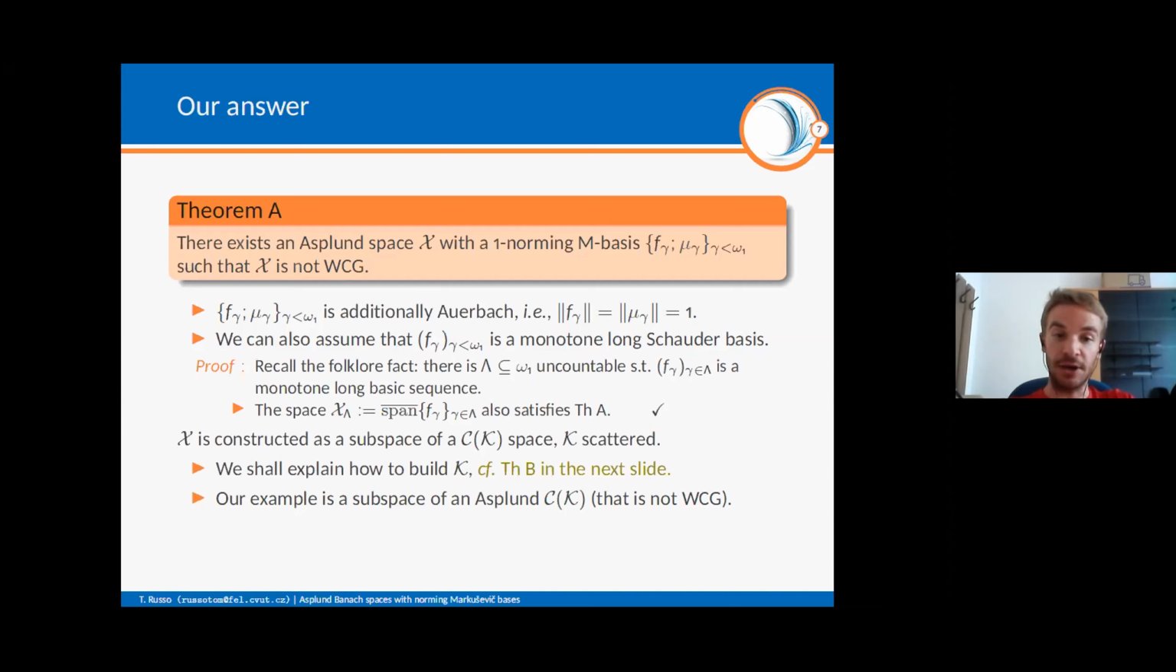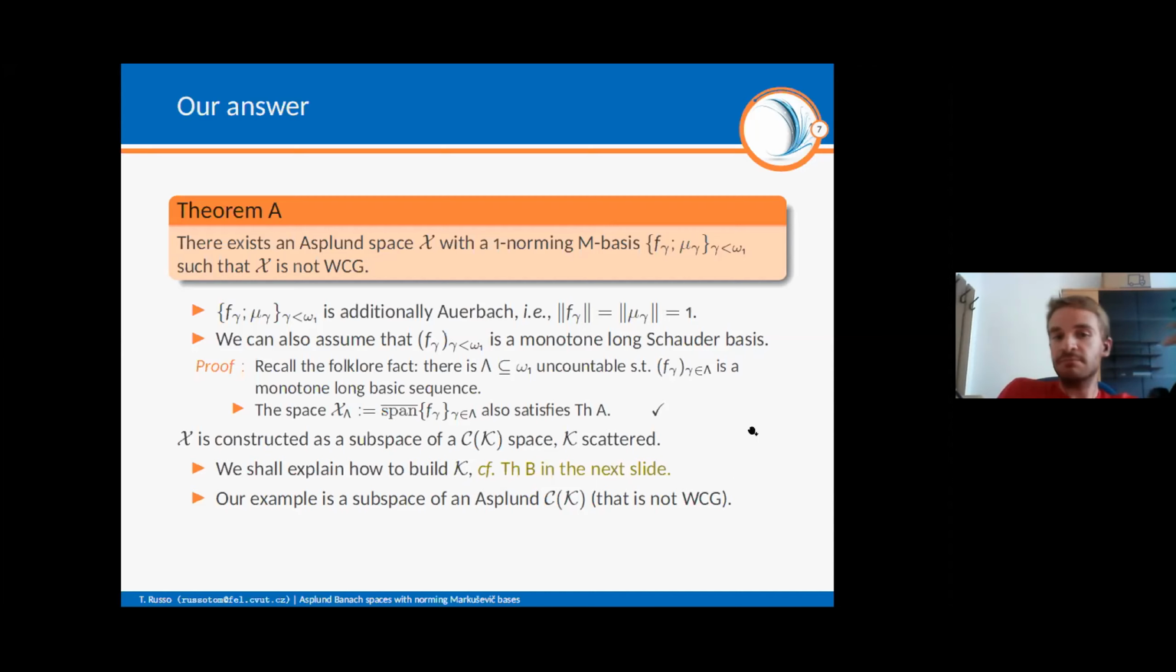And what we do is, as maybe somebody could have guessed already from the notation I was using, f_gamma and mu_gamma, we build X as a subspace of a C(K) space. So we will build a C(K) space, a scattered compactum, and then X will be a subspace of this C(K). So I will discuss how to build this compact K. It will be essentially the main part of the talk. And so our example is indeed a subspace of an Asplund C(K).